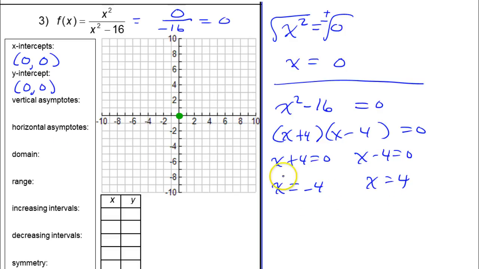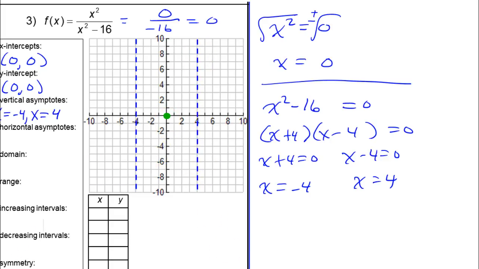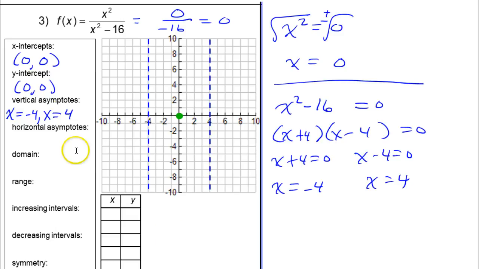So these are my vertical asymptotes. So x equals negative 4, x equals positive 4. Don't just put 4, put x equals 4. Don't just put negative 4, put x equals negative 4. So those are the vertical asymptotes. So I'm going to graph them as dotted lines. Alright, so I've got my vertical asymptotes going on.